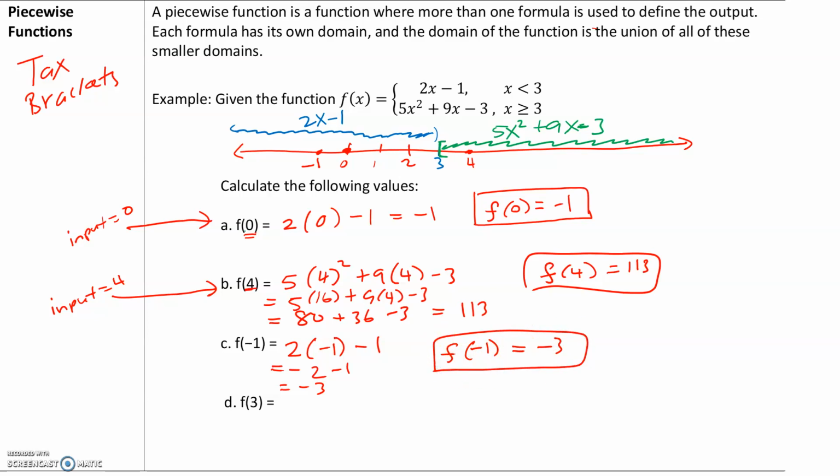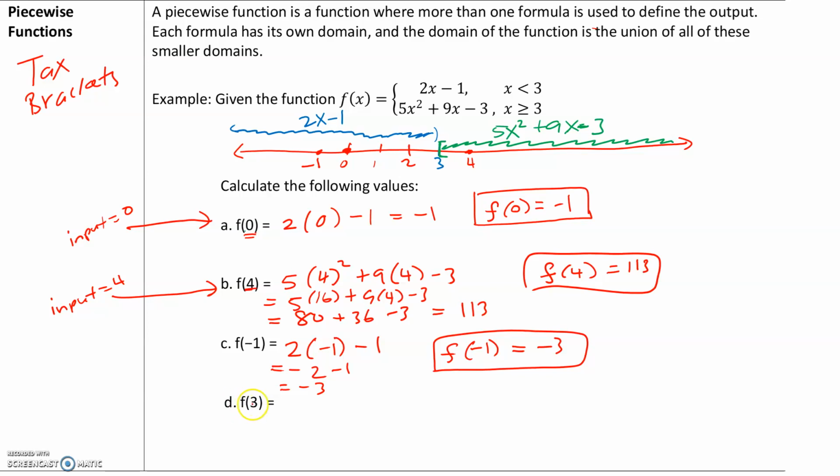Lastly, let's find x equals 3. Now 3 is a boundary point, because when x is less than 3, we use 2x minus 1. When x is greater than or equal to 3, we use 5x squared plus 9x minus 3. So which function do we use when x is exactly equal to 3? Well, the first function, 2x minus 1, is used when x is strictly less than 3. So if x was 2.9 or 2.8 or anything that's strictly less than 3. But if x was greater than or equal to 3, we would use the green function, 5x squared plus 9x minus 3. And we can see that with the bracket on 3.